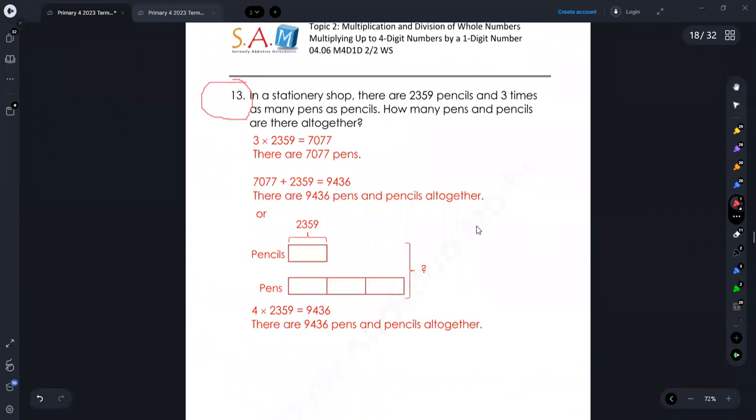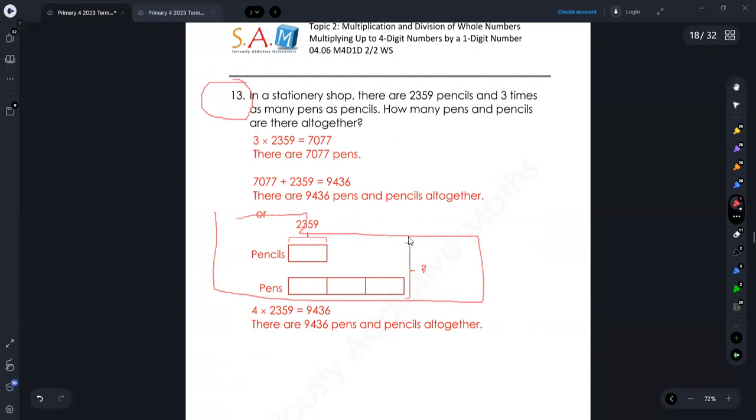Rather, you might want to do question 13 instead, which is a word problem. Please analyze the question with them. There are 2,359 pencils and 3 times as many pens as pencils. So get them to draw the model out, or you can model it for them instead. So they need to draw it.